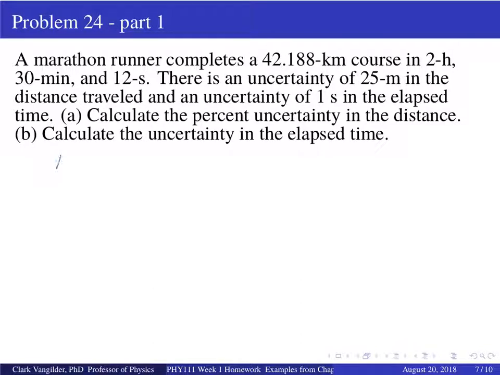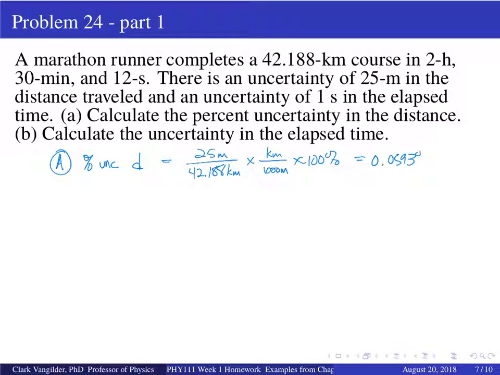So part A, percent uncertainty in the distance will be 25 meters per 42.188 kilometers, which means I have a kilometer per 1,000 meters, times 100%, and that's going to give me 0.0593%. Okay, now that's my unsignificant digitized answer.